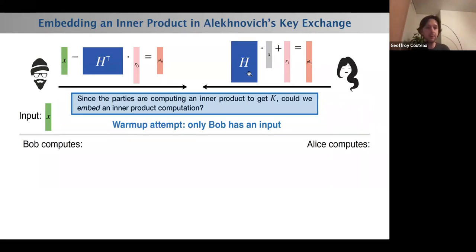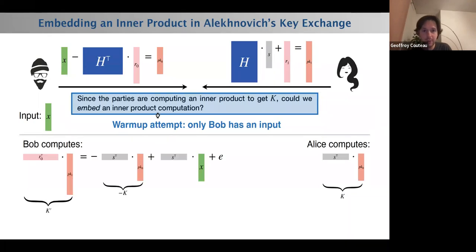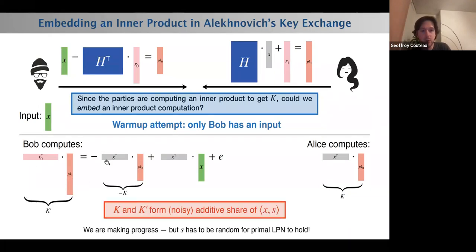So let's do a warm-up attempt. Bob can have some vector of input and can just add it to his public key, right? So now if we again open everything, we have the same thing as before, except that now we have this S times X term here, and I added a minus sign for simplicity. If you add Alice and Bob's results, the K terms cancel, you have this noise term, and you have this inner product here. So now K and K prime form noisy additive shares of the inner product between X and S.